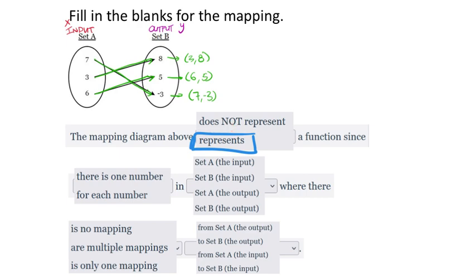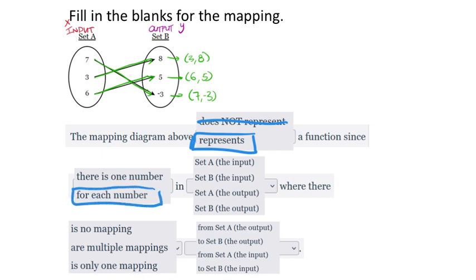But they all do, so we can get rid of "does not." This one definitely does represent a function. The next part is really asking why it is a function, but it's asking in a very nerdy way. So it says it is a function since there is one number, or for each number. Well, we know we have to look not just at one of these values in set A, but at all of them, all 3 of them, because each number. So we'll circle that one.